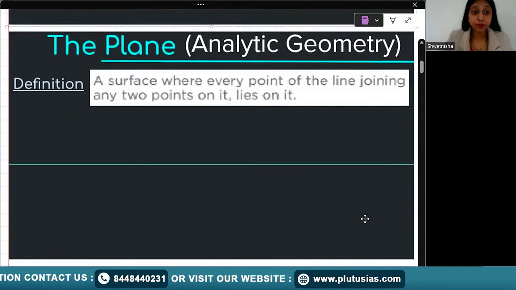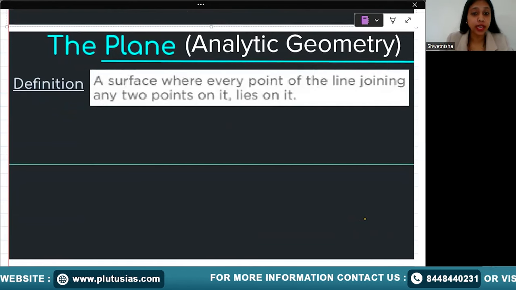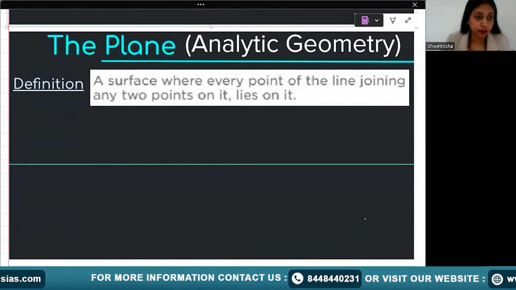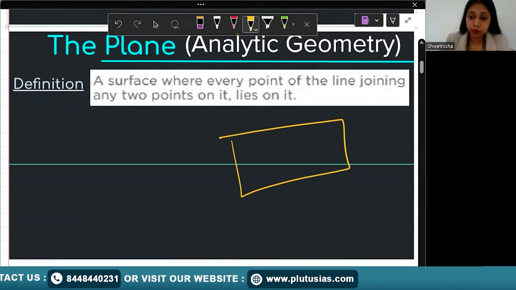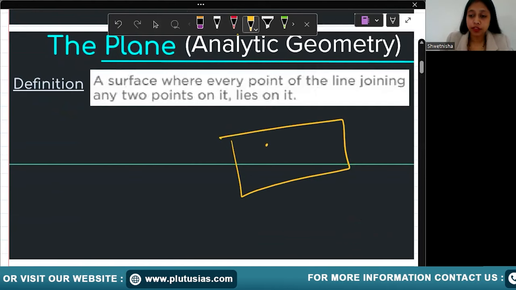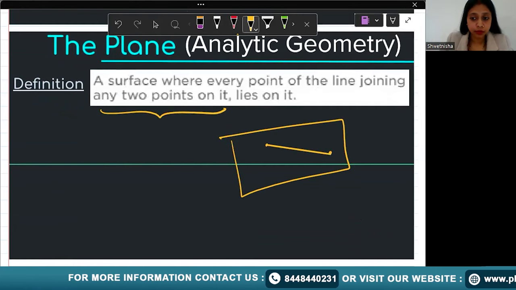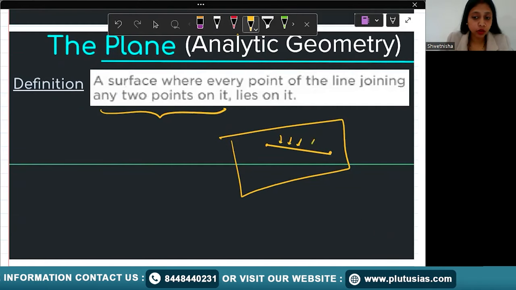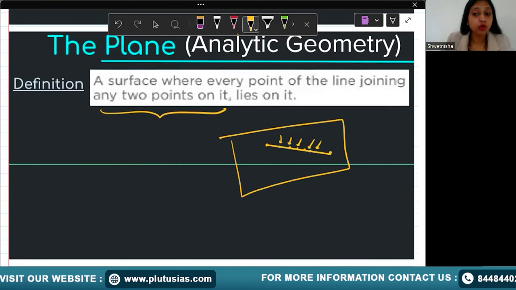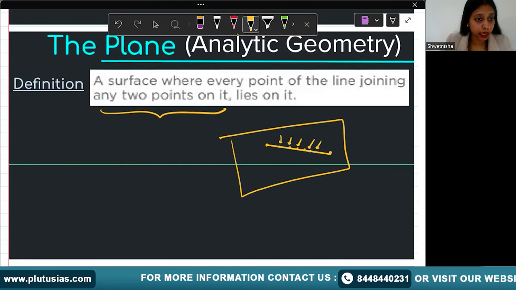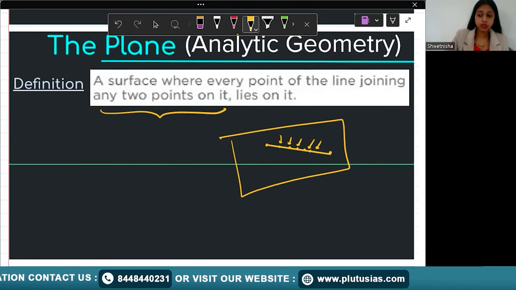Here is our definition. Definition says a surface where every point of the line joining any two points on it lies. So this is a surface basically. So a surface in three dimension, where if I take any two points on it, and you join them by a line, it consists of infinitely many points. Obviously, a line consists of infinitely many points. Every point on that line also lies on the surface. That is called a plane, right? You have already seen it. This is just an extension of a line in three dimension. Okay, so this is the plane.